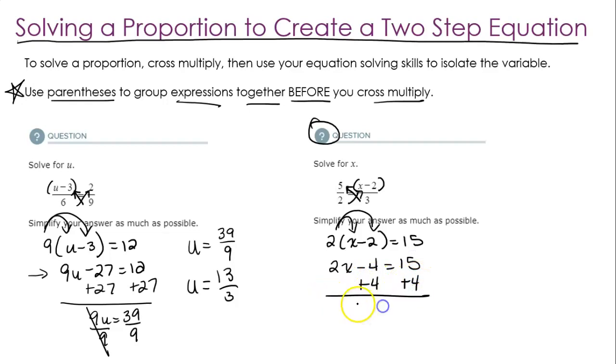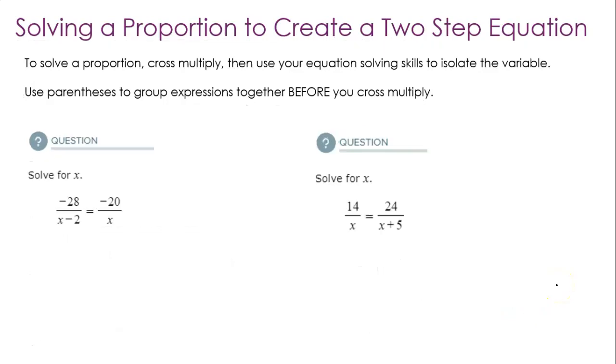We add 4 to each side, so 2x equals 19. Divide both sides by 2, so the 2's cancel out, and we end up getting x equals 19 over 2. Same topic, you don't need to create a new topic. We do need to group our expressions together.